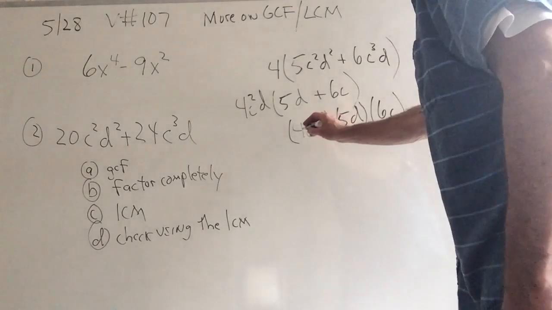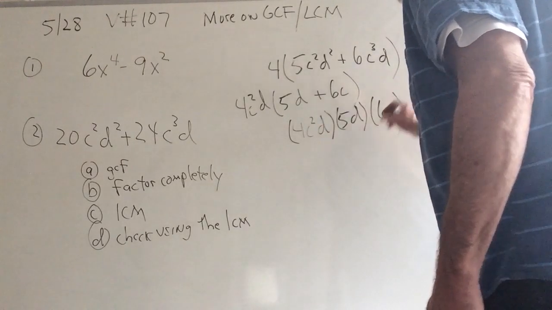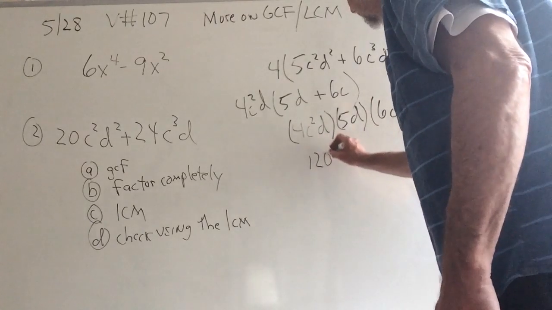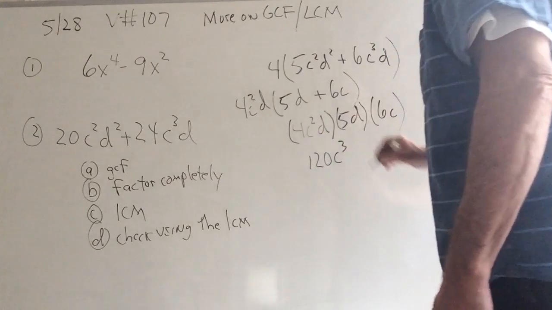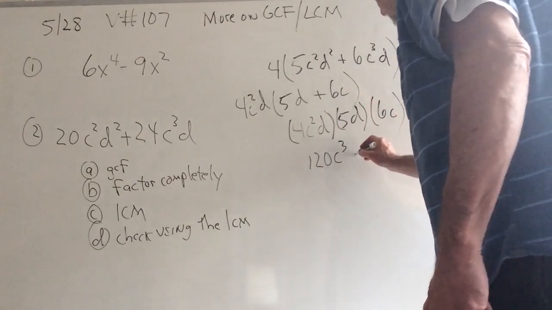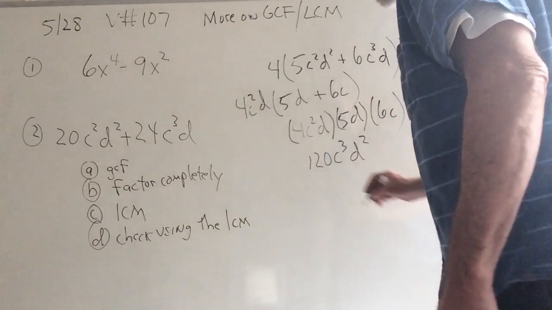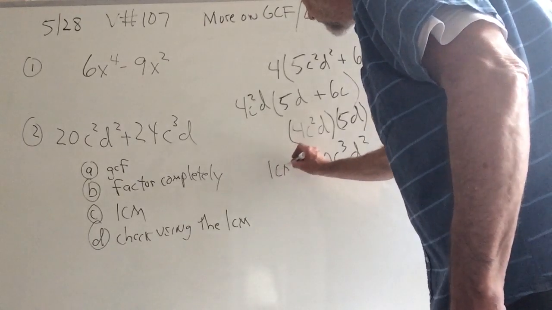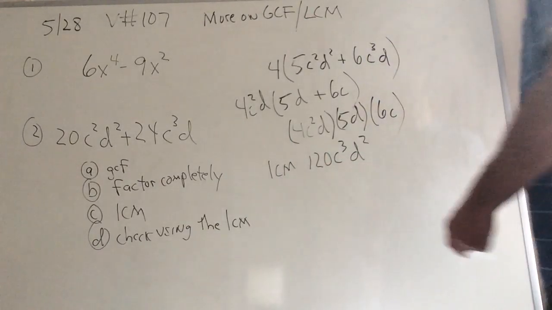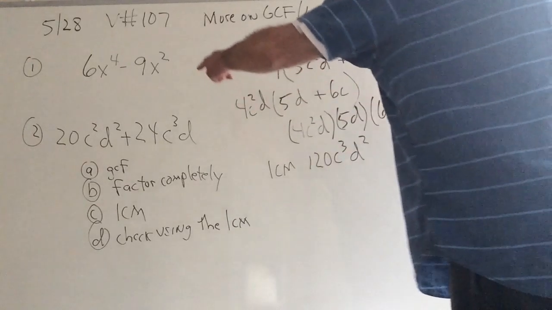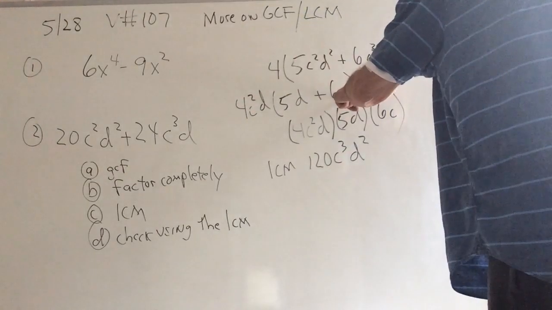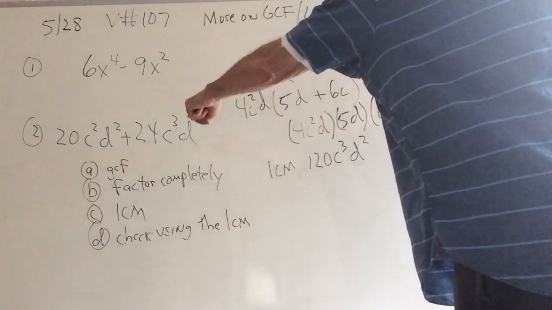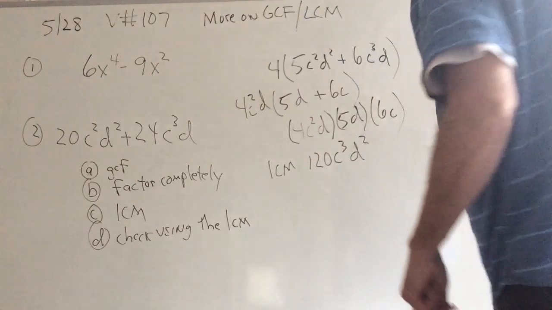And let's do the numbers first. 4 times 5 times 6 is 120. C squared times C is C to the 3rd. And D times D is D squared. So that's your LCM. Let's see if it works. If it's correct, the LCM, then when I divide this by the first term, I'll get my answer over here, and then when I divide this by the second term, I'll get my answer over here.